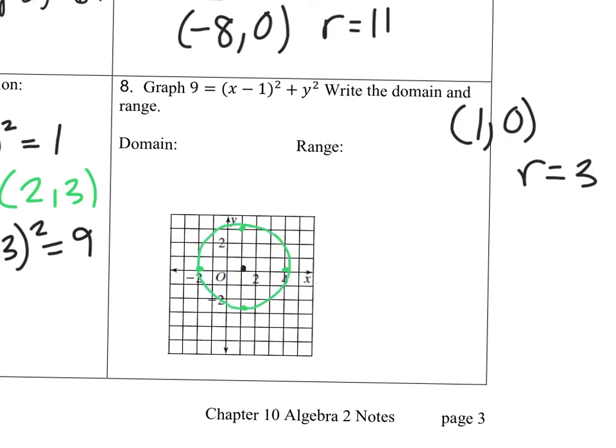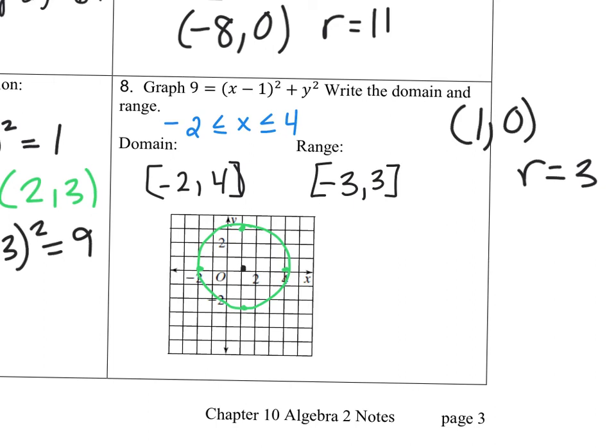You have your circle. The domain is going to go from -2 to 4, because that's where I'm going on my x-axis, -2 to 4. And the range, I did not draw that very well, but this is -3 up to 3. So the range is going to be -3 to 3. If you want to, you can write it in inequality notation. It'd be -2 ≤ x ≤ 4, or -3 ≤ y ≤ 3.